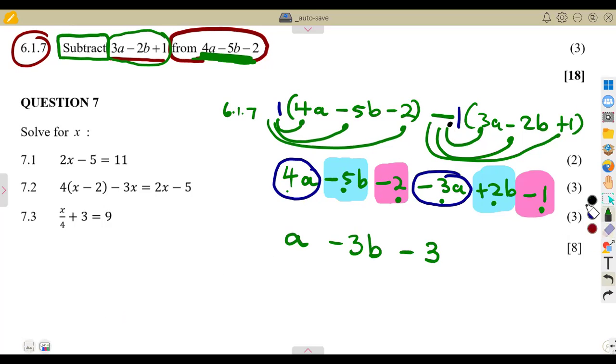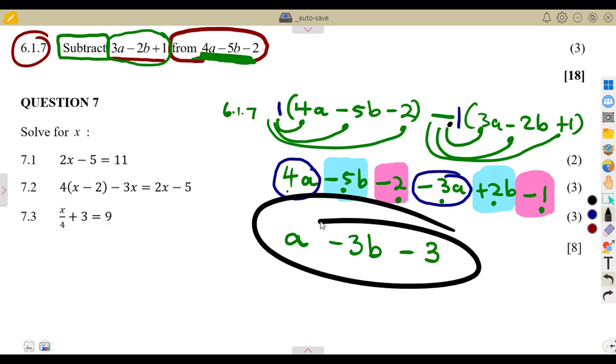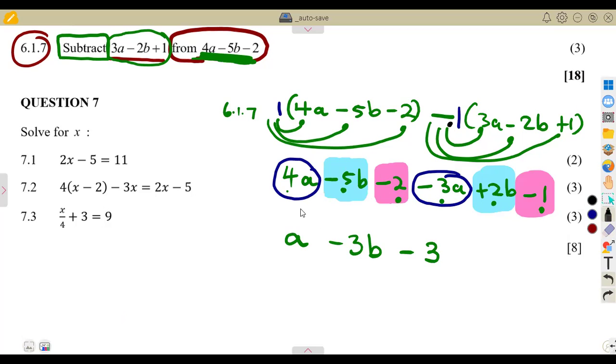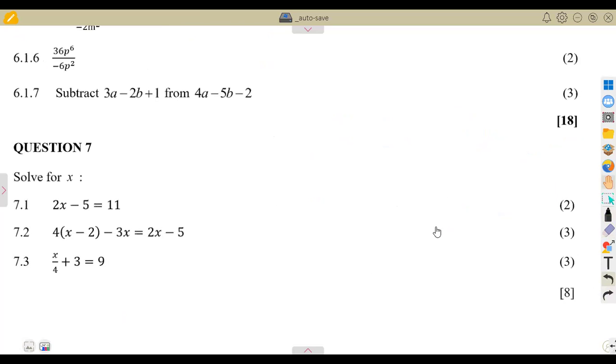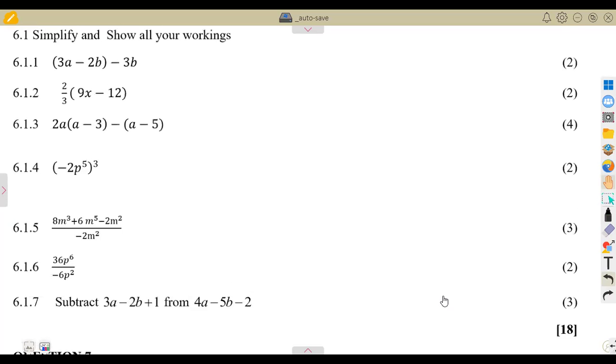So is there anything common? Nothing. So we can't add or subtract anything. We are done. These are unlike terms. There's nothing that we can do. So that was the whole question 6 to simplify.